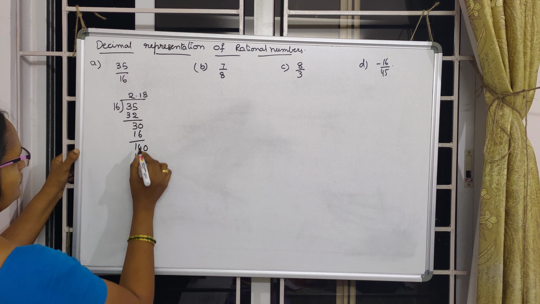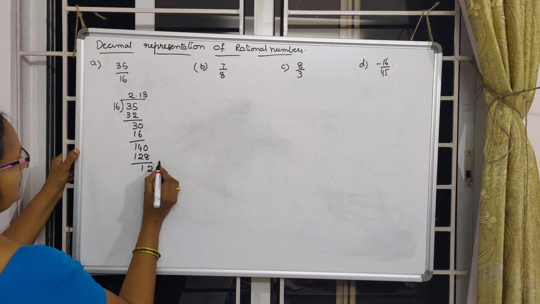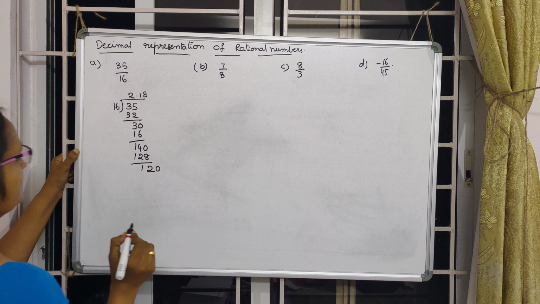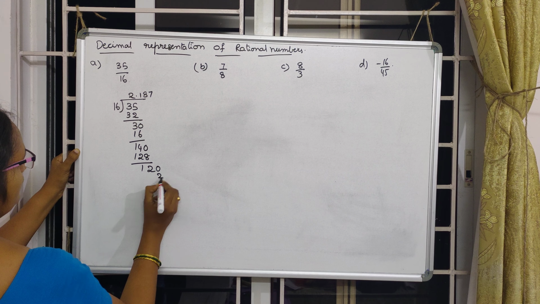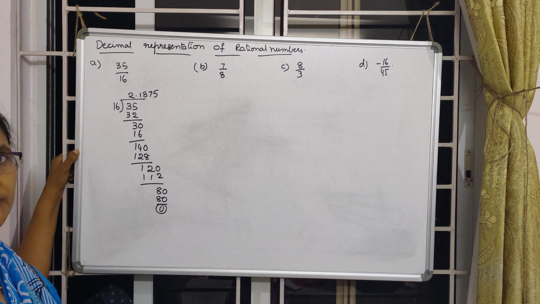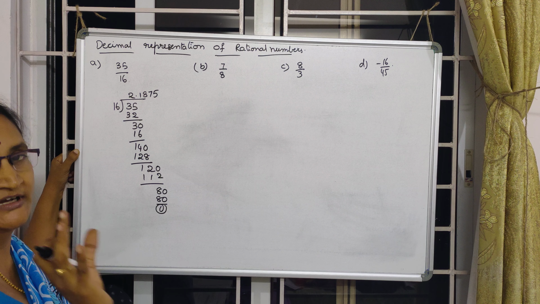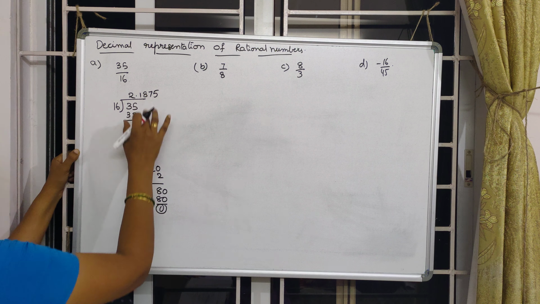10 minus 8 is 2. 3 minus 2 is 1. Then again 0. 16 how many times will go? 16 7s are 112. 8 0. 16 5s are 80. So in this example, the division ends, we are able to see the end point. The division ends after certain steps. This type of decimal expansion is terminating decimal expansion.